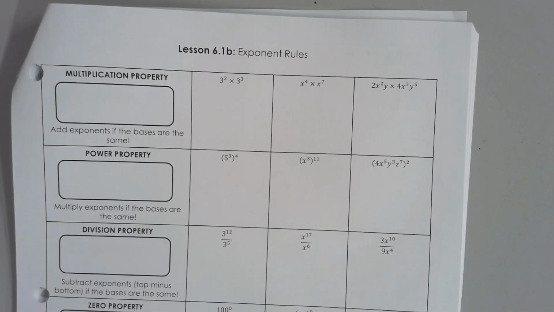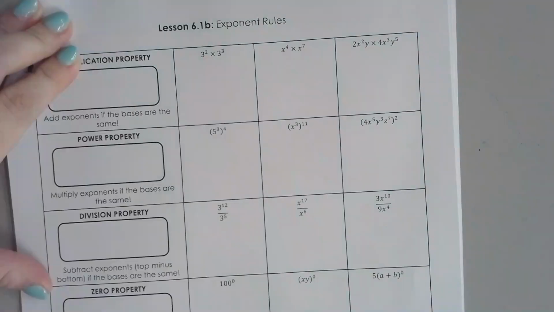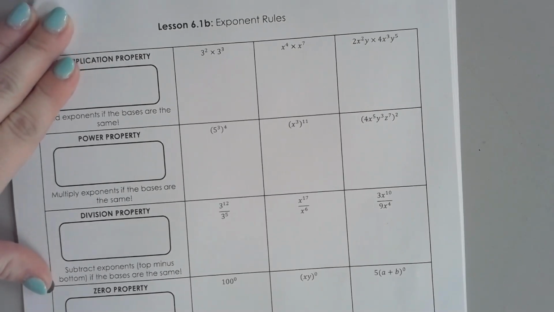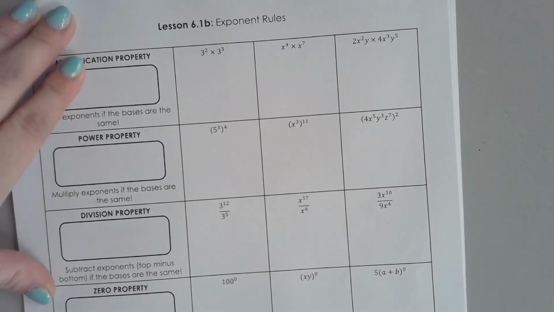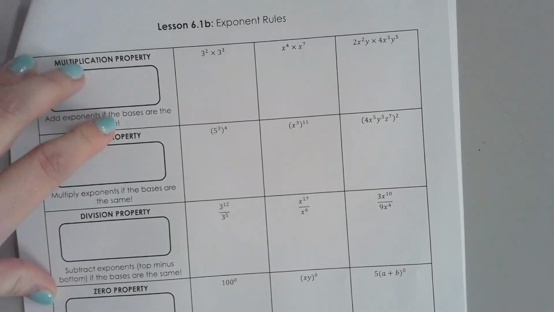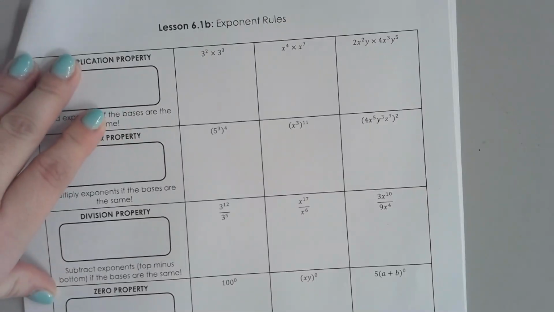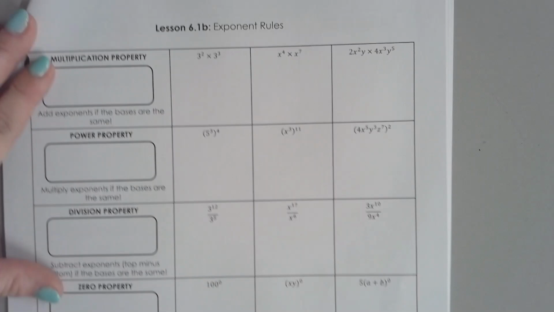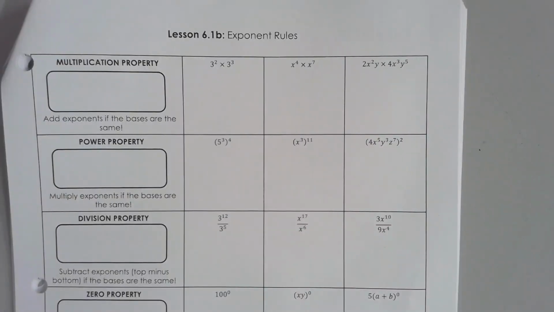Exponents. It's very easy to mix up the exponents, not necessarily the rules, and it can get really confusing, and it's really easy to kind of mix the rules together. This is the multiplication property.